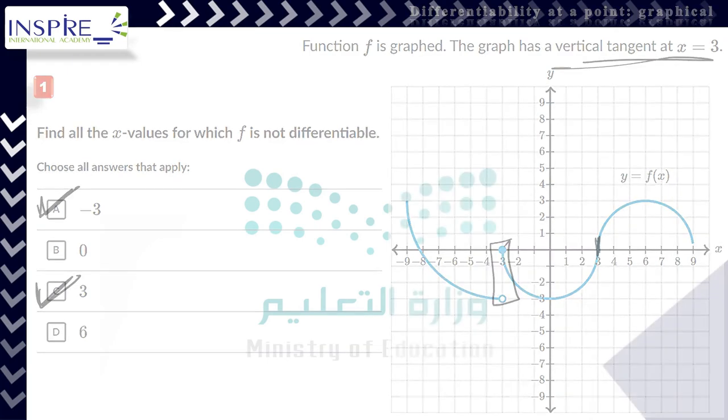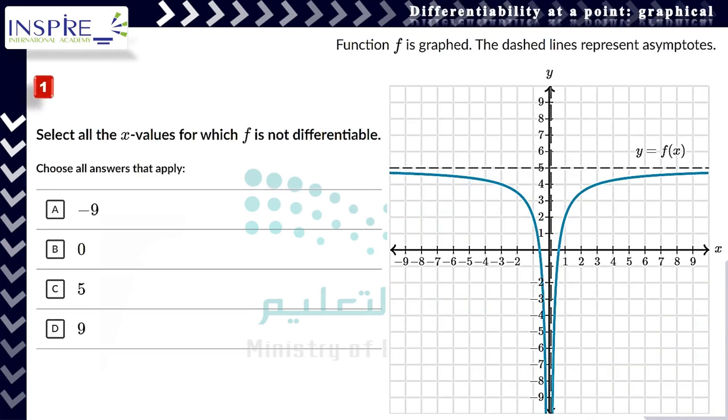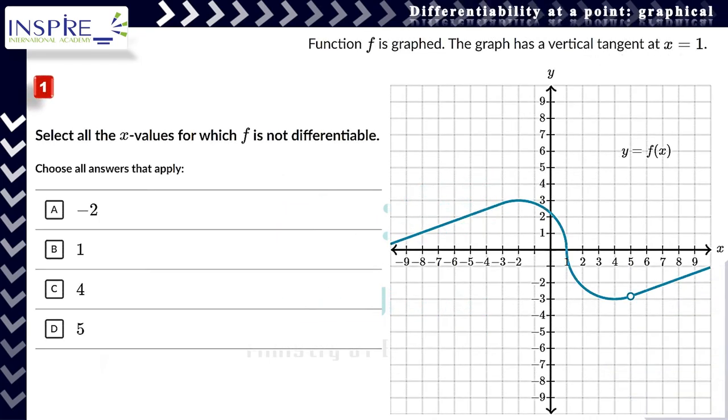Okay, we have only one point of discontinuity, which is 0. We have infinite discontinuity here, so it's not differentiable at 0, and nothing else. Okay, we have a vertical tangent at x equal to 1, so it's not differentiable at x equal to 1, and we have discontinuity here at x equal to 5, so it's not differentiable at x equal to 5.